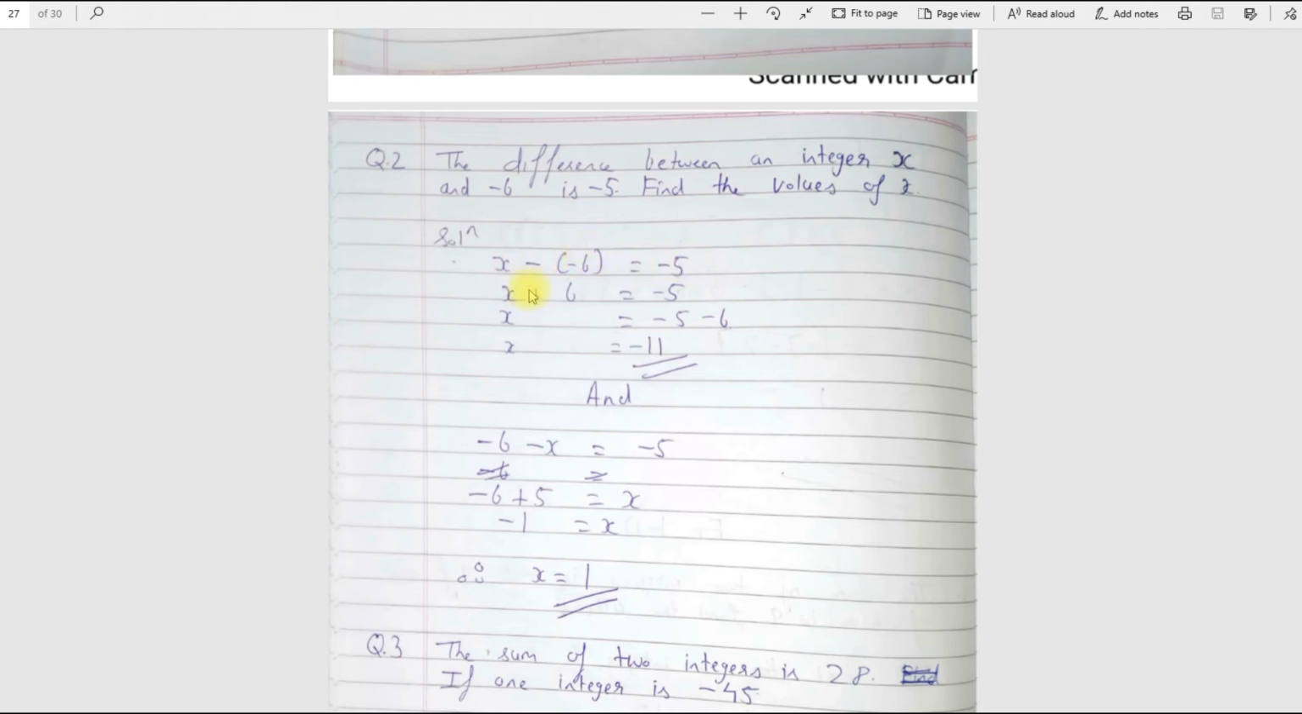Now minus minus becomes plus, therefore plus 6. x plus 6 is equal to minus 5. Now this plus 6 will go over there and become minus 6. So minus 5 minus 6 becomes minus 11. So x is equal to minus 11.